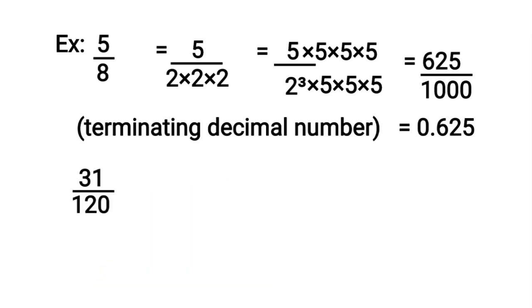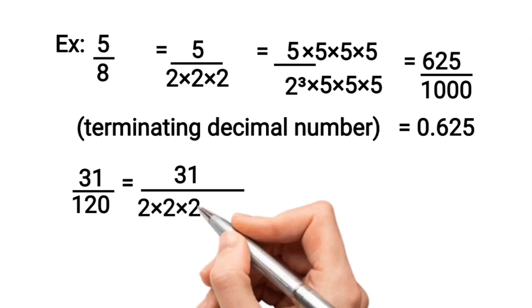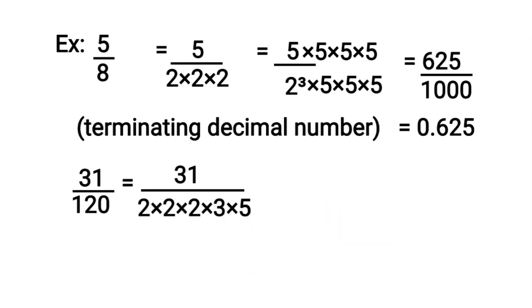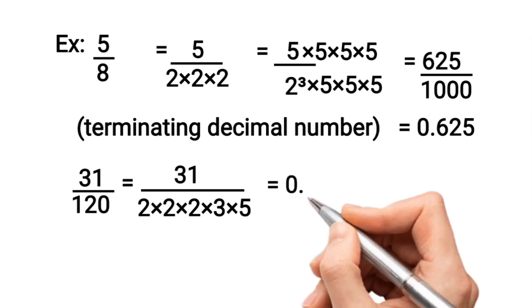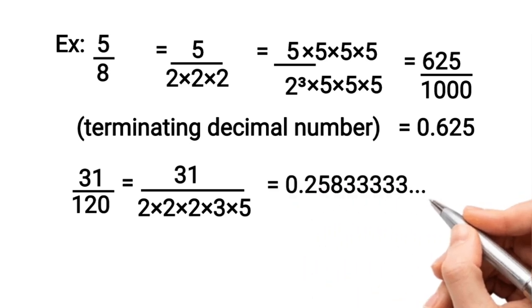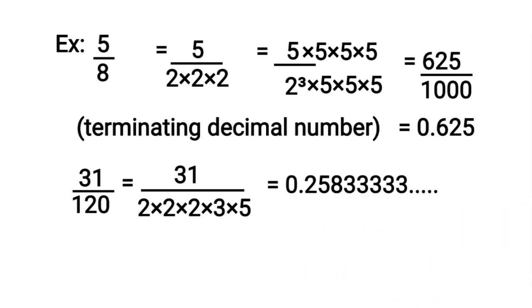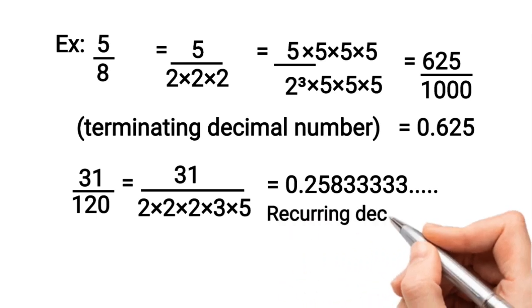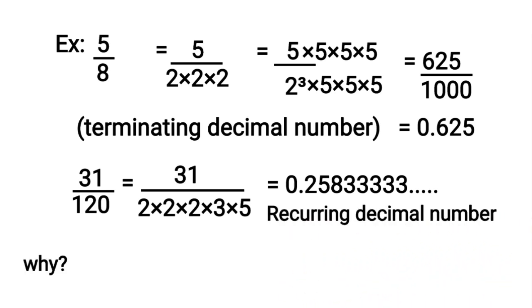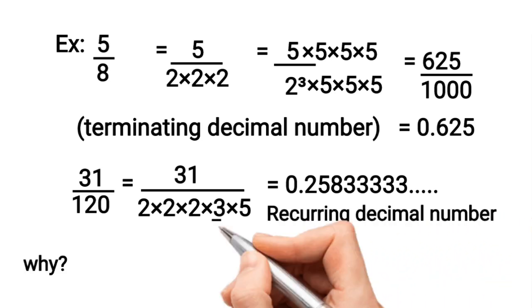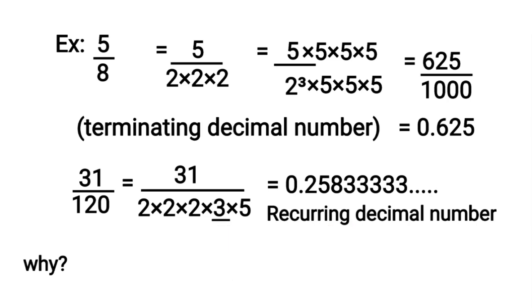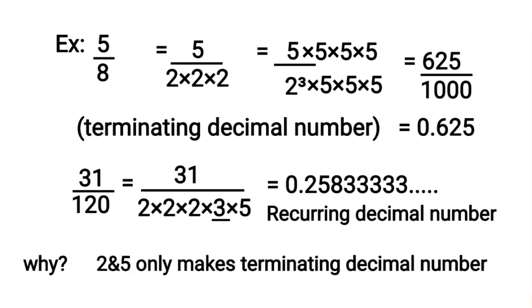But if we take 31 by 120, what are the factors of the denominator? They are 2 into 2 into 2 into 3 into 5. And if you divide, we get 0.258333 and so on. So this is a recurring decimal number. And why is that? Because if you carefully look at the factors in the denominator, you can see that there is a 3. For a terminating decimal number, you need factors of 2 and 5 only. Now you can quickly tell whether a given fraction is terminating or recurring.